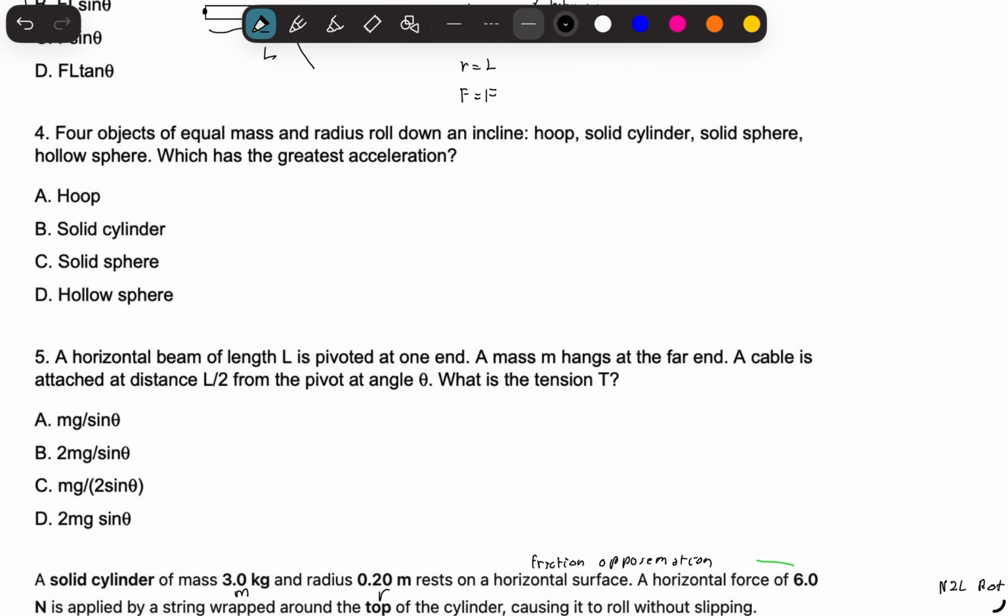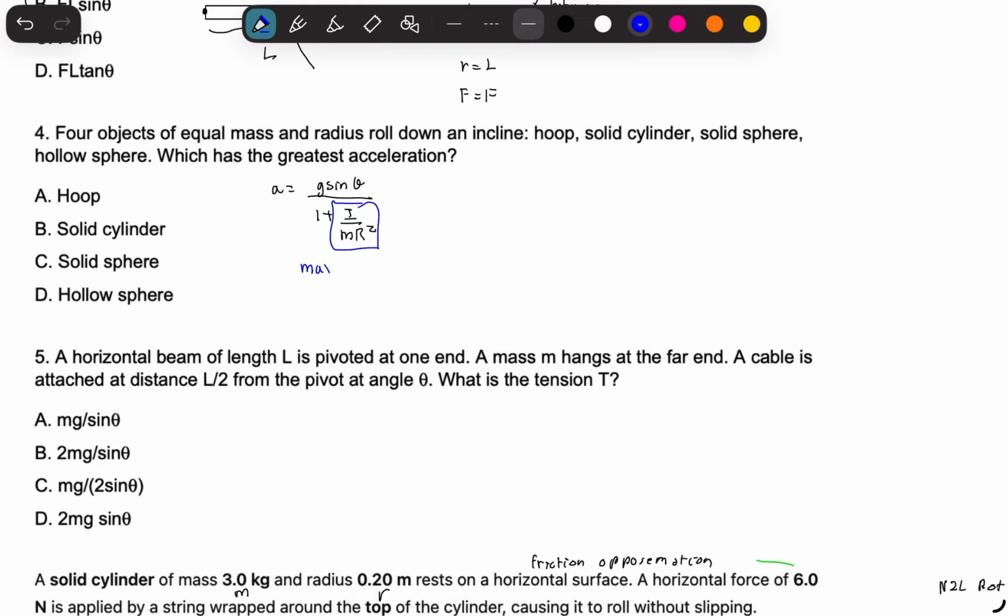Four objects of equal mass and radius roll down an incline. You have a hoop, a solid cylinder, a solid sphere, a hollow sphere. Which has the greatest acceleration? So when you have rolling acceleration, your acceleration is equal to g sine of theta divided by 1 plus I over mr squared.